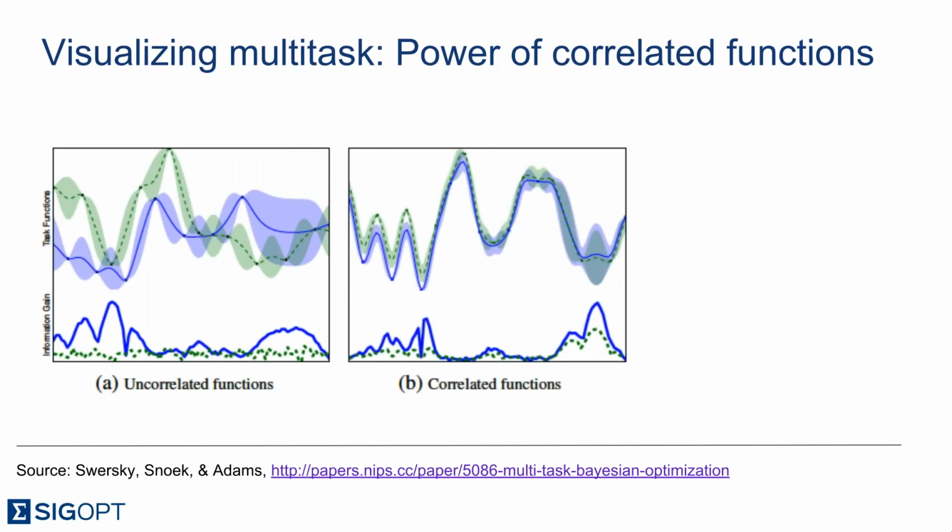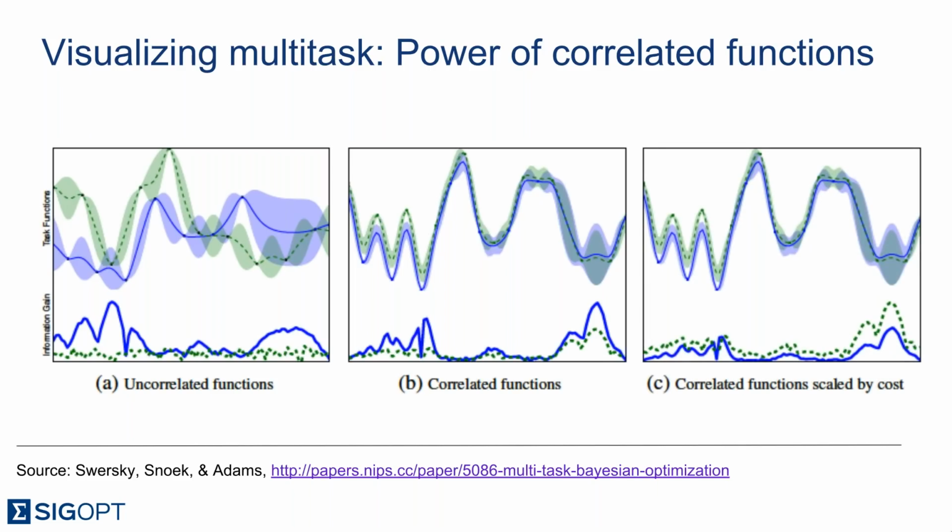Now in the middle chart, you see what happens if these two functions are correlated. In this case, sampling from the green function does tell us quite a bit about the function in question. And you can see that by an elevation in the green information gain line. However, it's never going to be as good as sampling from the function itself. So what's the point?